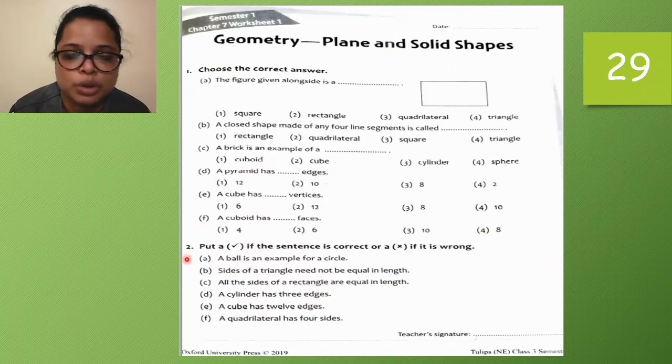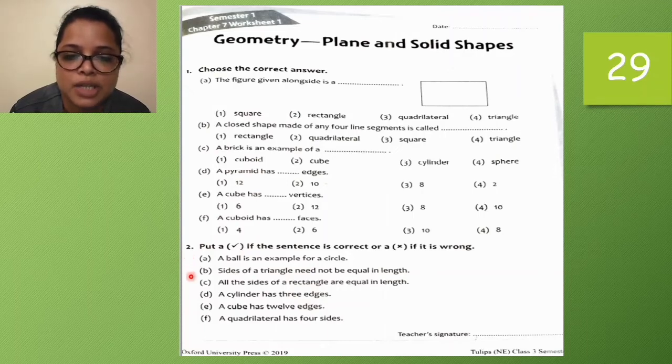Question number 2. Put a tick mark if the sentence is correct or a cross if it is wrong. So here in front of the sentence you will put the tick mark or cross. A. A ball is an example for a circle. Wrong. The statement is wrong. A ball is an example of a sphere.